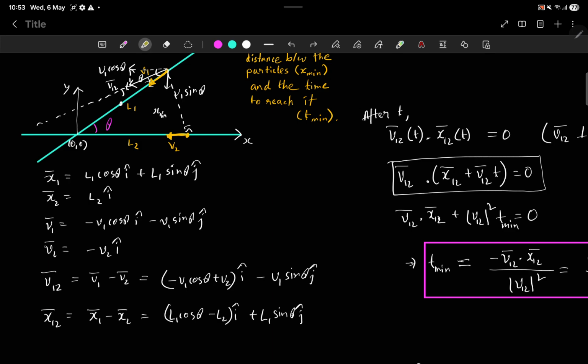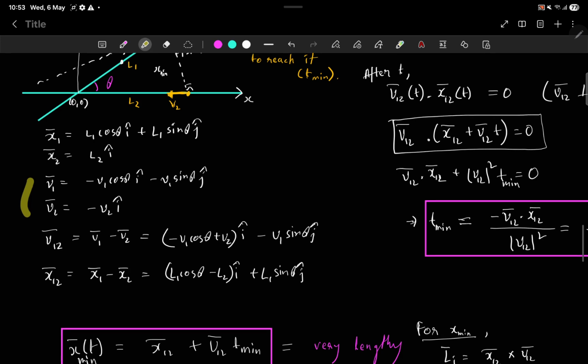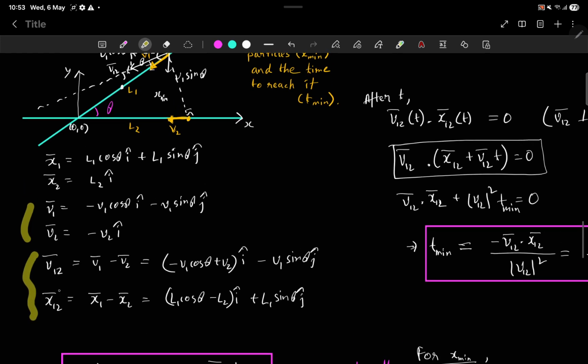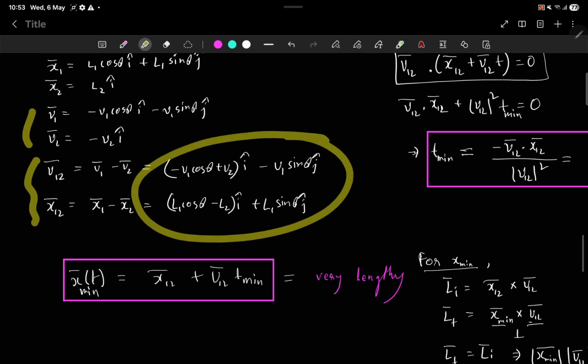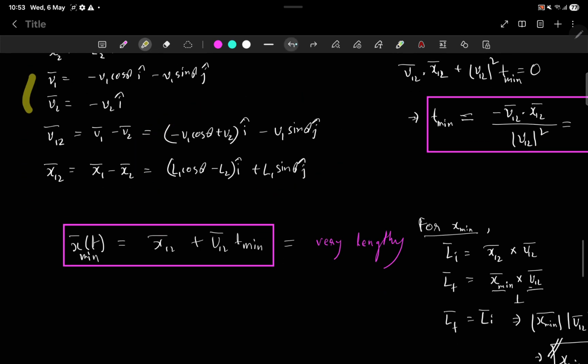And also we have written the velocity vectors. In that case too, I have broken this v1 into its perpendicular components along the axes, and these are the initial velocity vectors. So the relative velocity and relative displacement between these particles, the relative distance between these particles, I have written as v1 minus v2 and x1 minus x2. So these are the ones.